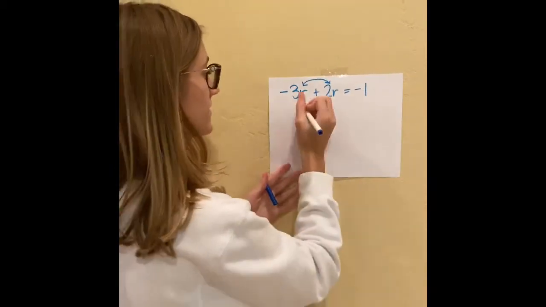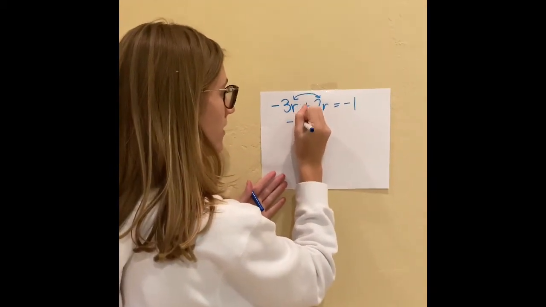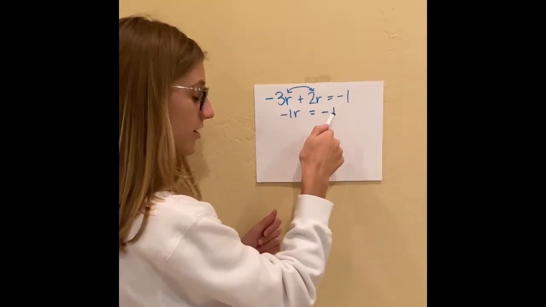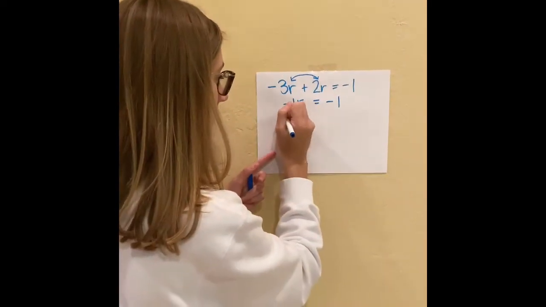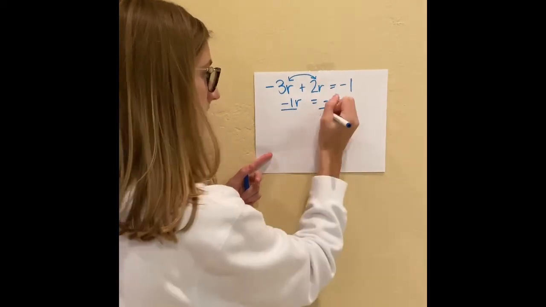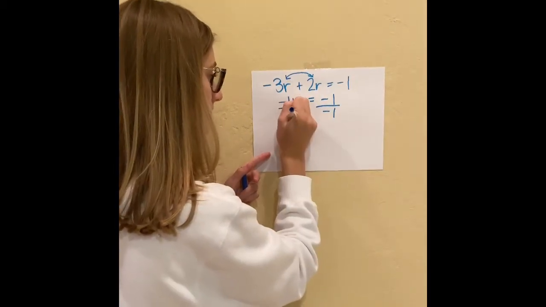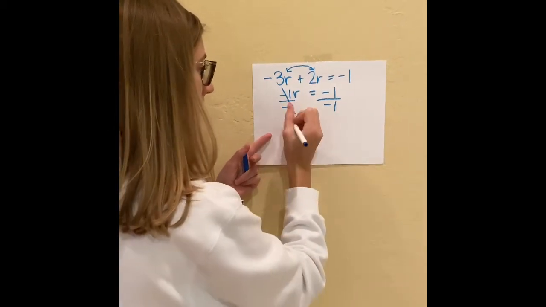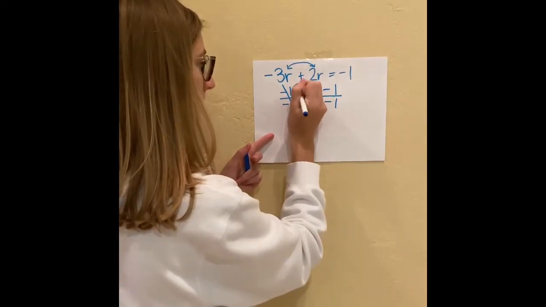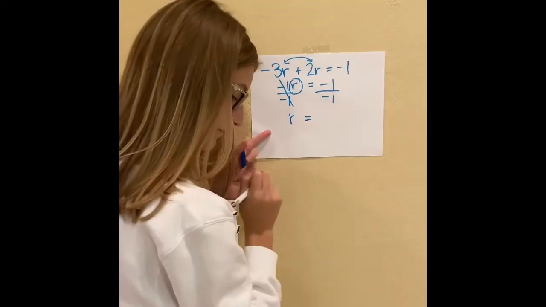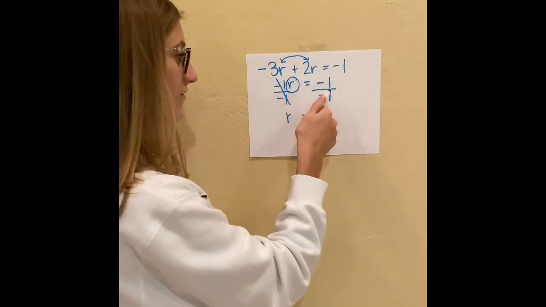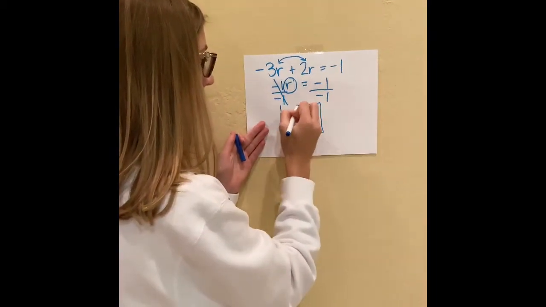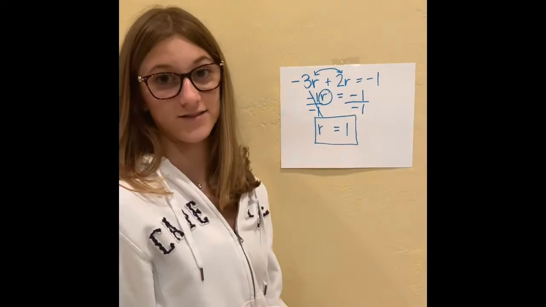And then you are going to get -1r = -1 because you're going to take this ending and put it right there. So then you are going to divide by negative 1. And you're going to cross this out, so it is r right here equals 1 because negative 1 divided by negative 1 equals 1, and r = 1 is your final answer.